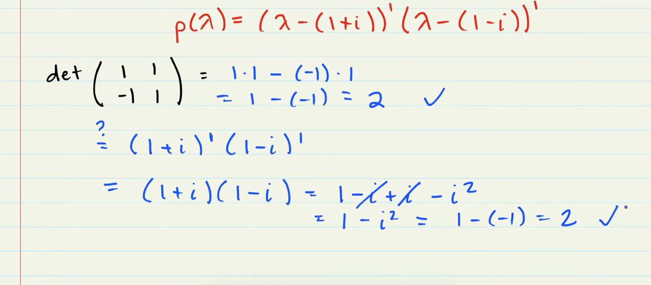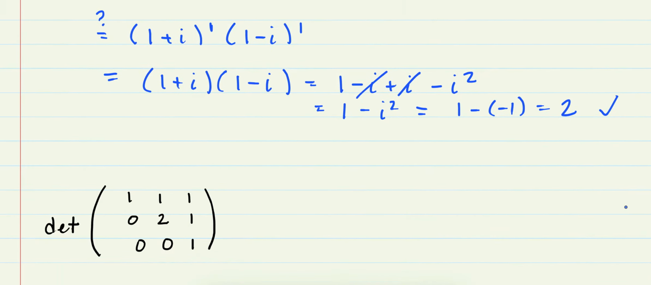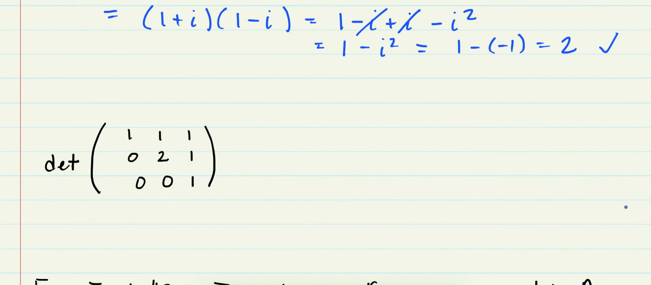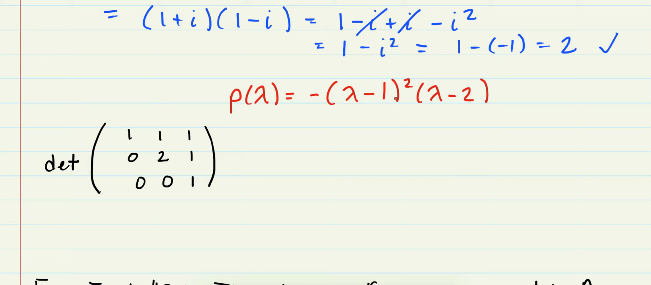I want to show you another example of this. This was actually a matrix we did a while ago. This is an upper triangular matrix. And if you look back in your notes, you can see that the characteristic polynomial for this matrix was negative lambda minus 1 squared times lambda minus 2. So the eigenvalues are 1 and 2, and the algebraic multiplicity of 1 is 2, and the algebraic multiplicity of 2 is 1.